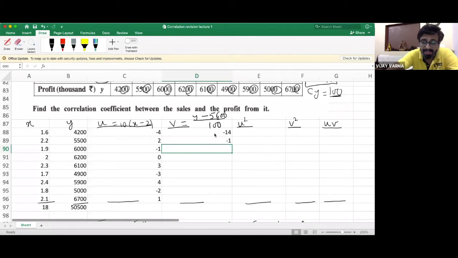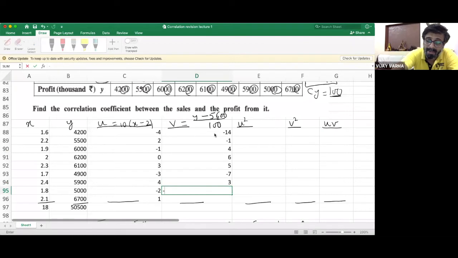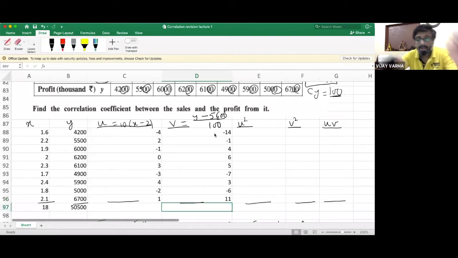6000 minus 5600 divided by 100, you must get 4. 6200 minus 5600 divided by 100, you must get 6. 6100 minus 5600 divided by 100, you must get 5. 4900 minus 5600 divided by 100, you must get minus 7. 5900 minus 5600 divided by 100, you must get 3. 5000 minus 5600 divided by 100, you must get minus 6. 6700 minus 5600 divided by 100, you must get 11. Anyone who did not get these values, unmute yourself and ask me. All are clear with it?